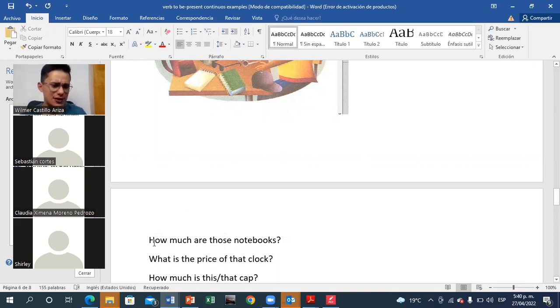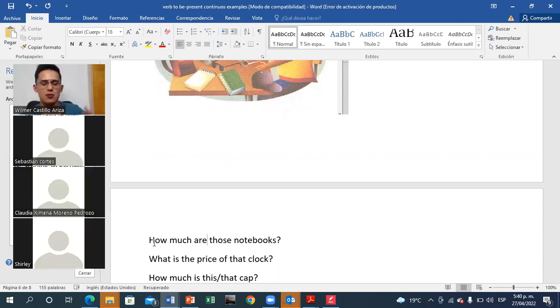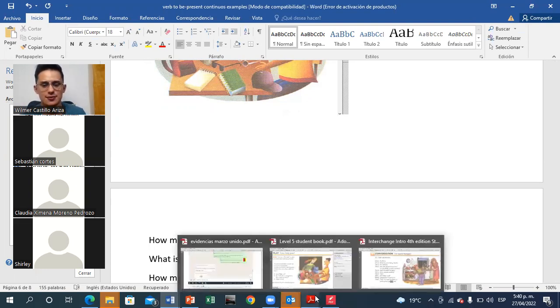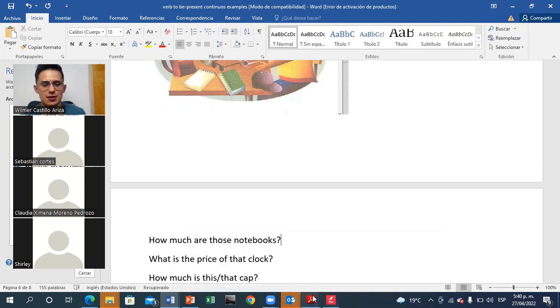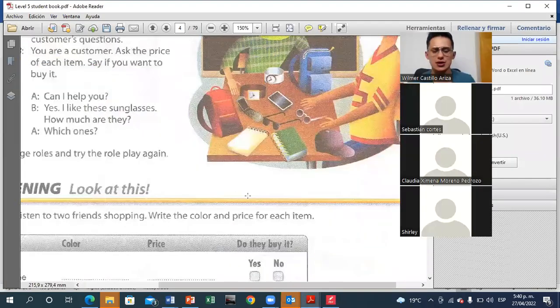Ya después lo que me preguntaba Ashley, que el how much, después lo veremos ya para cosas contables o incontables. Después veremos bien ese tema, como para que no se confundan. Mientras tanto, el how much es cuando queremos comprar algo. ¿Alguna duda, alguna pregunta en ese momento? Do you have any question, any doubt? No, teacher. Okay, great.